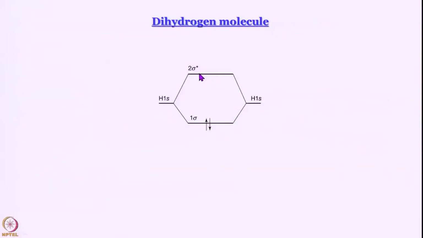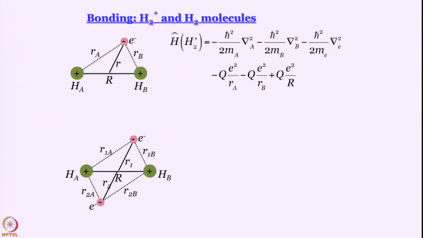Having discussed the dihydrogen cation, now it is time for us to put in another electron and talk about the dihydrogen molecule. And what you see here is an energy diagram which I suspect all of us have seen earlier. But just to remind ourselves, this is what we discussed already. We wrote down the Hamiltonian for the H2 plus cation and there are already so many terms. When we introduce another electron, we are going to get more terms here.